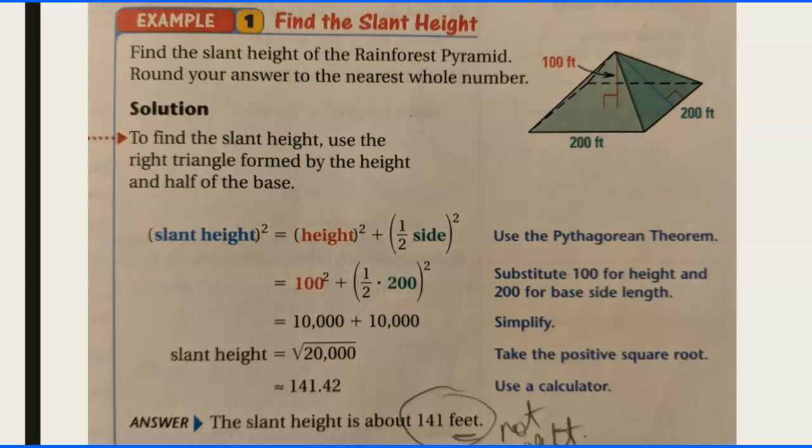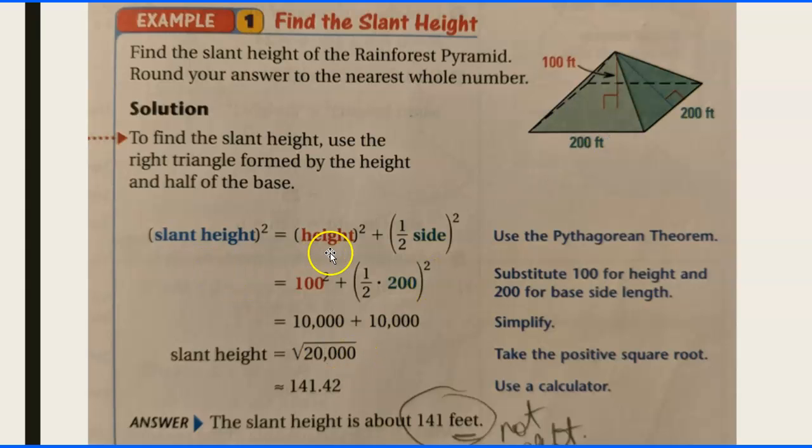So I want you to take a look at example number 1, and they want to teach us how to find the slant height. It says, find the slant height of the rainforest pyramid. Round your answer to the nearest whole number. Then our explanation here: to find the slant height, use the right triangle formed by the height and half of the base. That's what's right here. We want to find that.